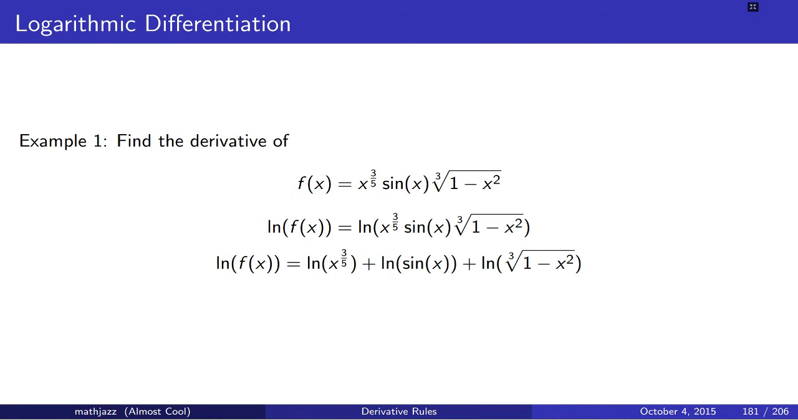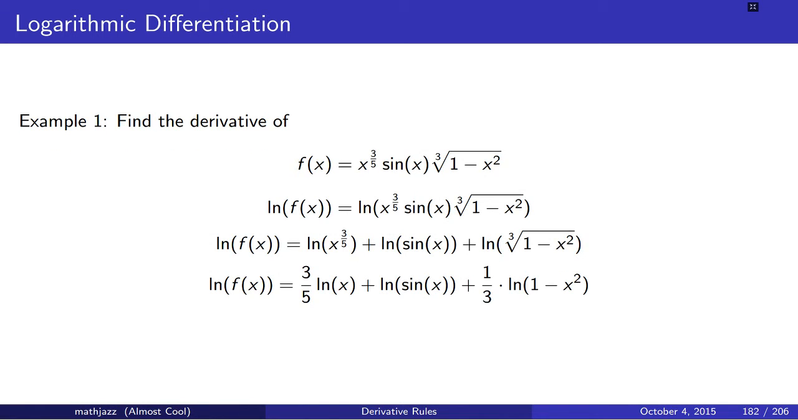Using our logarithm rules, we can split the log of the right-hand side of the expression into the sum of three separate logs, and it doesn't look like it's a lot less complicated yet, but we'll continue to use some log rules, taking our 3/5 power as a coefficient and our 1/3 power as a coefficient of the respective natural logs. From here, we're going to take the derivative of both sides of the equation.